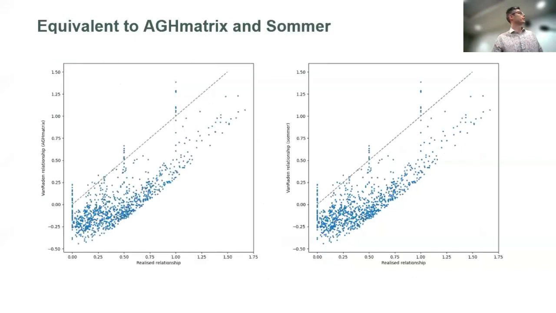And just to show that, I did these calculations using a package called SGKit, which is on the Python side of things. But just to show that these are equivalent results from AGH matrix and SOMA. So in short, if you're calculating VanRaden method 1 and the function you're using does not explicitly ask for the base population allele frequencies, it's almost certainly using the sample population mean in its place because there's not much else it can be doing.